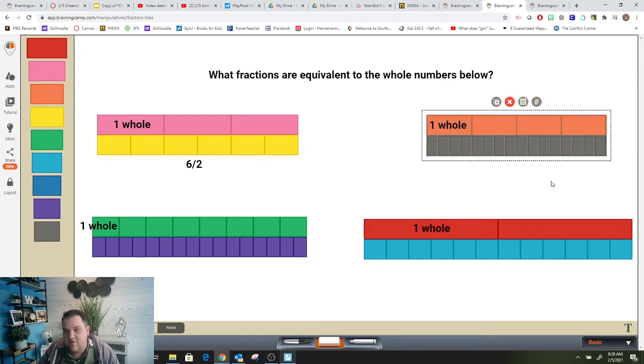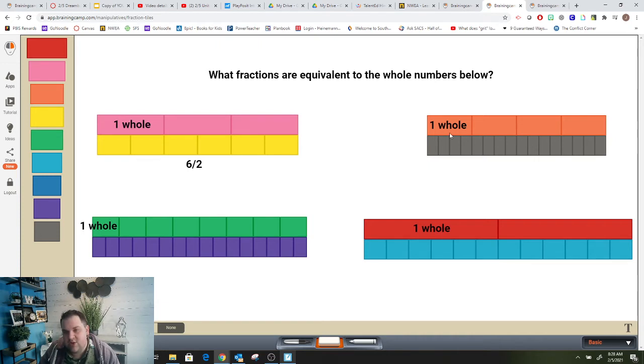So let's go over to this orange and black picture. So this time, the whole piece is a little bit smaller. So these orange pieces represent one whole. I want you to decide what fraction is being represented here with these black tiles. Remember to use that forward slash to represent a fraction bar, and your numerator will go on the left, your denominator will go on the right.